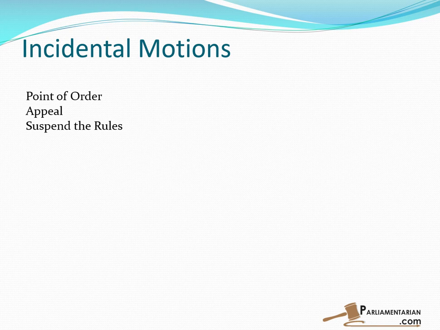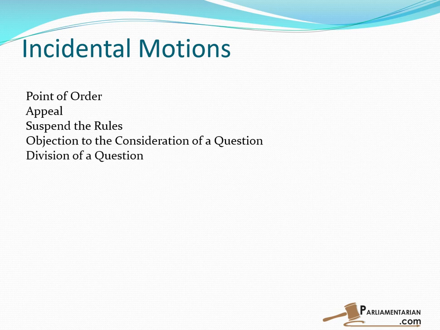Suspend the rules when we want to do something that would otherwise be against our parliamentary rules. If there's a question that is so damaging to even talk about it, like if somebody makes a motion, I don't know why anyone would, but let's say someone makes a motion that only people of a certain race can be admitted to the meeting. Well, that's outrageous. We're not going to even debate that. It's ridiculous. So that would be a way to use the objection to the consideration of a question.